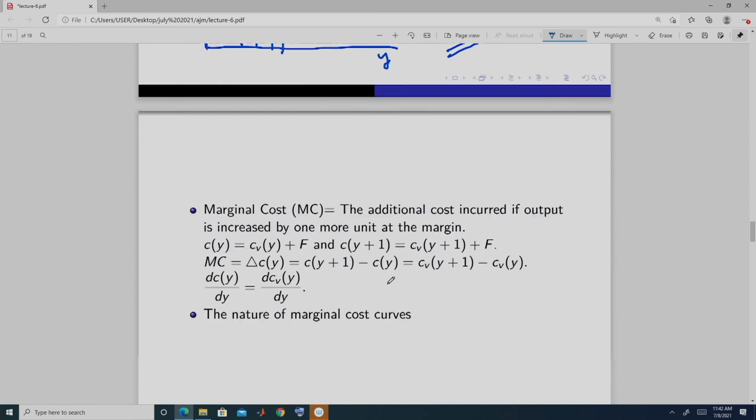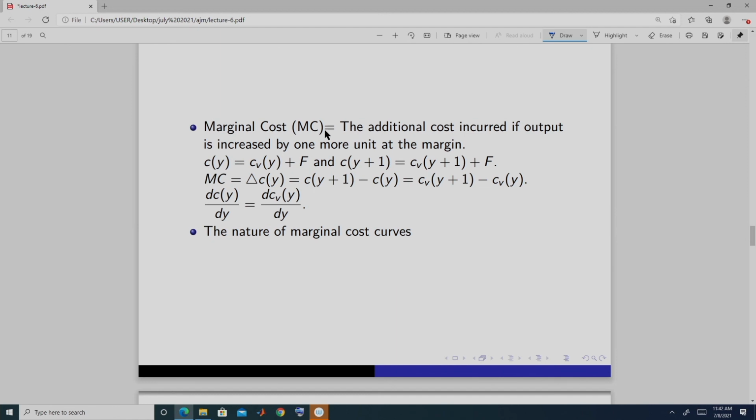Now, we move to another concept, and that is the marginal cost. What is the marginal cost? Marginal cost is the additional cost incurred if output is increased by 1 more unit at the margin. Average cost is cost per unit of output. Marginal cost is if we increase 1 more unit of output at the margin. Suppose we are already producing 10 units of output, now you want to produce the 11th unit, then how much additional cost are we going to incur.